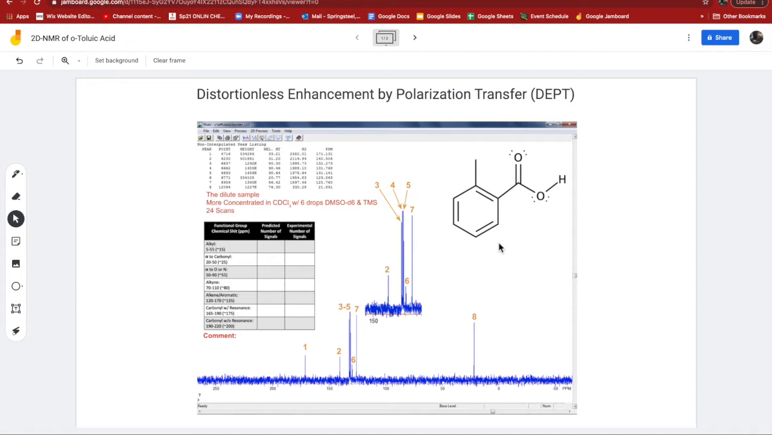Let's see. So we have a carbonyl for the acid. That's signal number 1 right here, right? The most downfield. And then we have these aromatics. They're all unique: 1, 2, 3, 4, 5, 6 signals. And we do see 6 signals in the aromatic region because it's 2 through 7. And there's a couple we can kind of get.